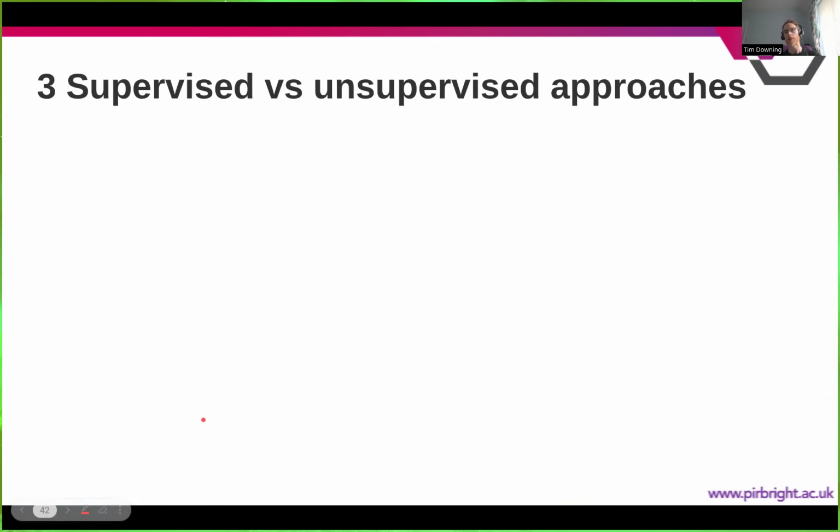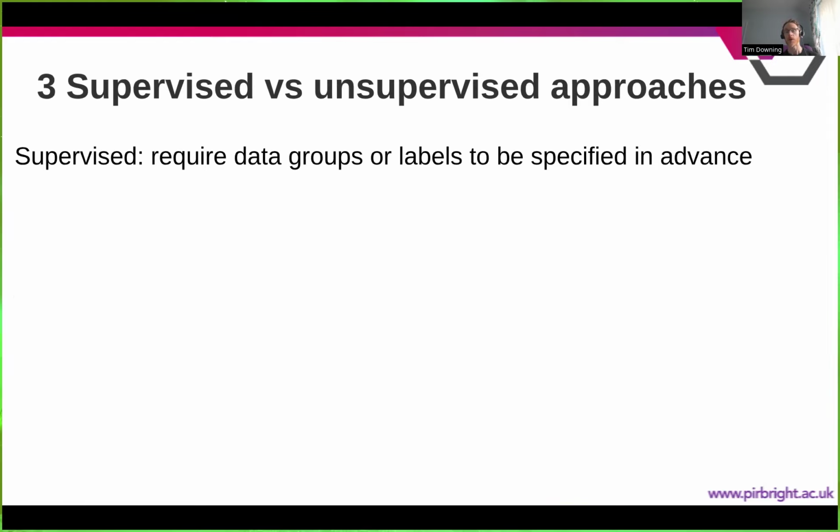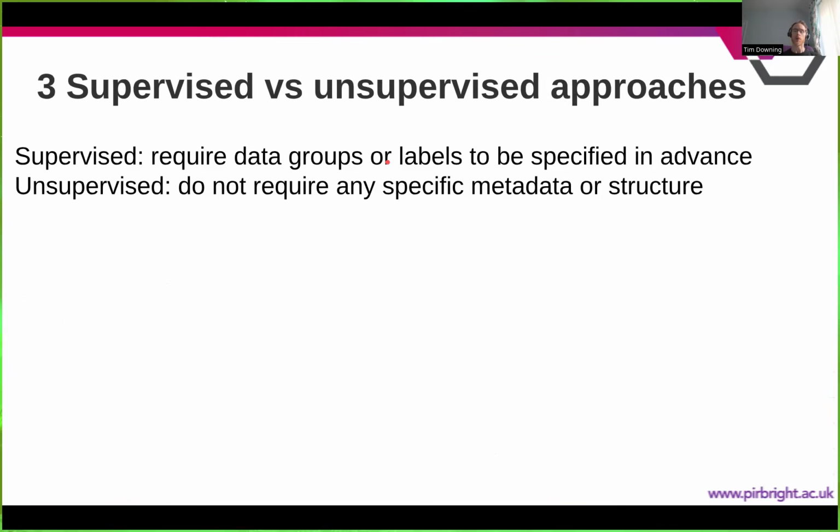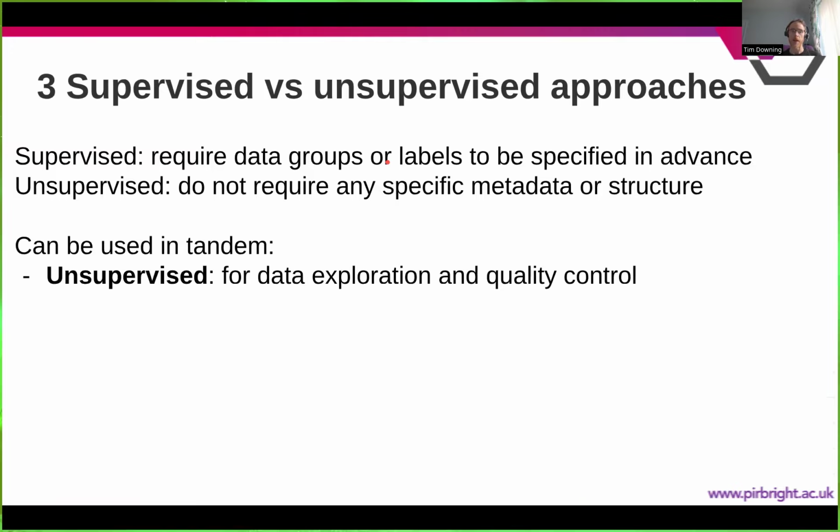But what we consider when we're thinking about different approaches is the difference between supervised and unsupervised approaches. Supervised ones require data labels to be known in advance. Unsupervised ones do not require such metadata or structures. Both approaches can be used. We might use unsupervised clustering first to identify outliers or samples that are unusual, and then supervised approaches to apply a particular hypothesis to the labeled dataset. So they can be used in tandem.